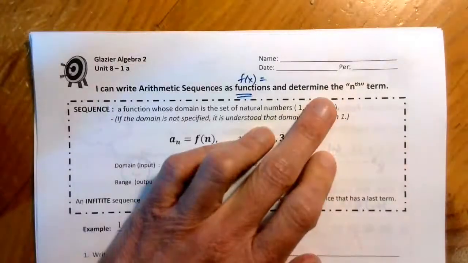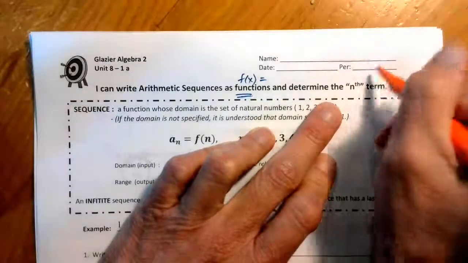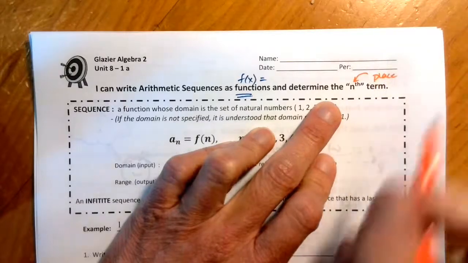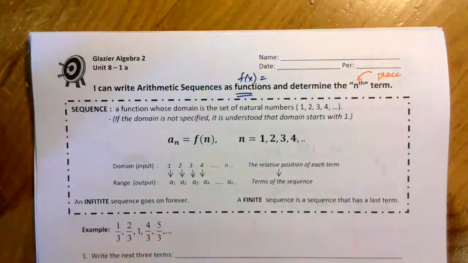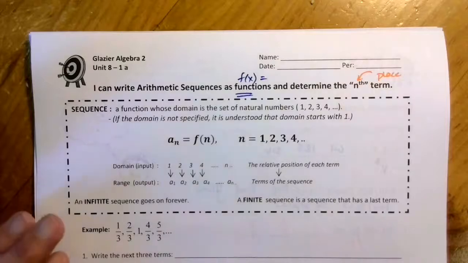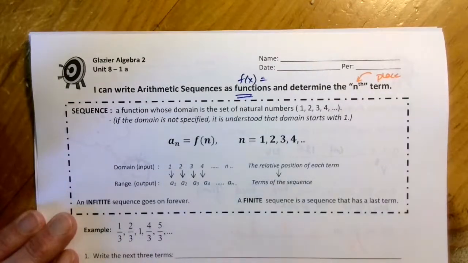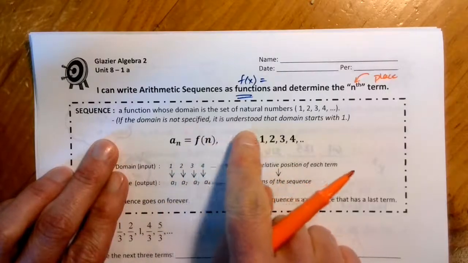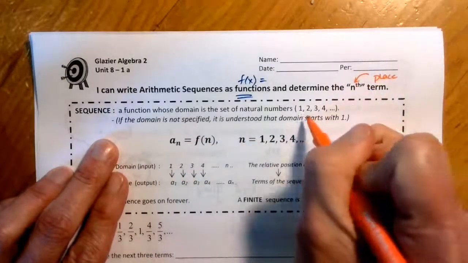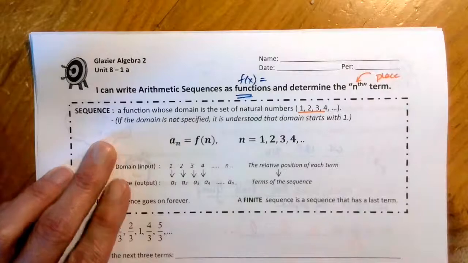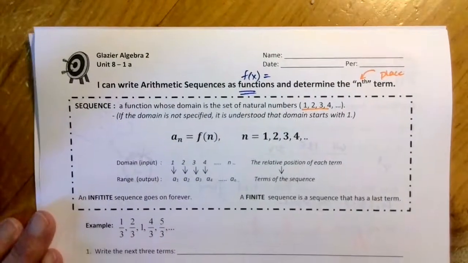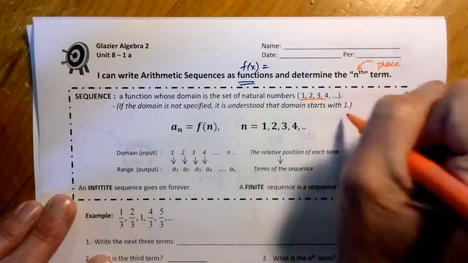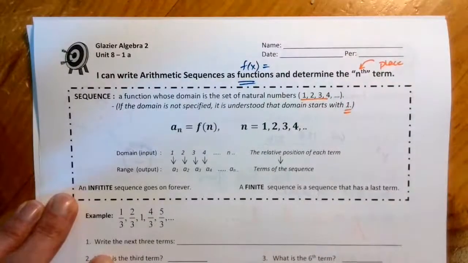If we determine the nth term, that is going to be whatever place value we have, wherever that n is in the order of our sequence. So again, we'll talk about the sequence, a function whose domain is a list of natural numbers. And we'll talk about why this is an important thing in just a little bit. If your domain is not specified, you're just going to understand that your lists start with 1.